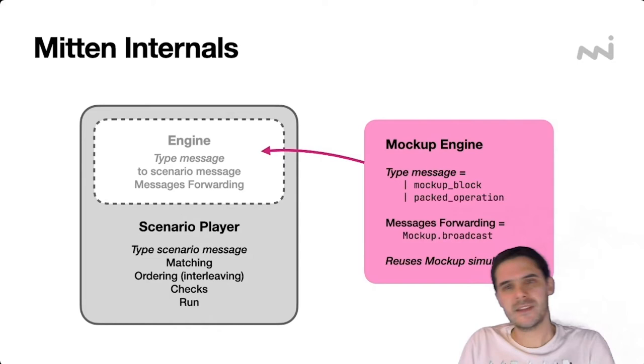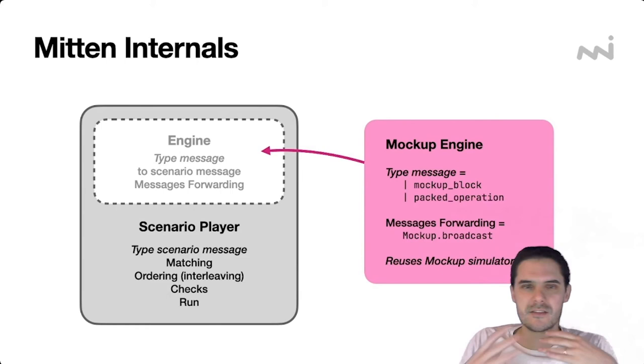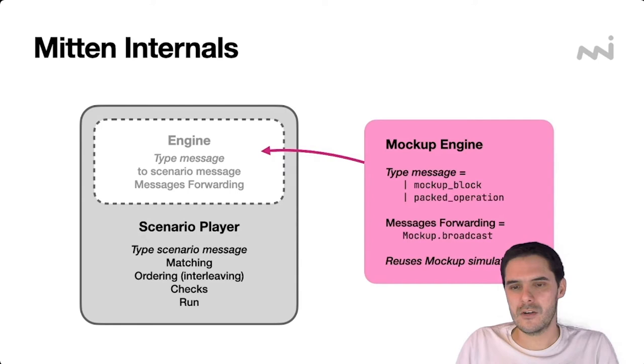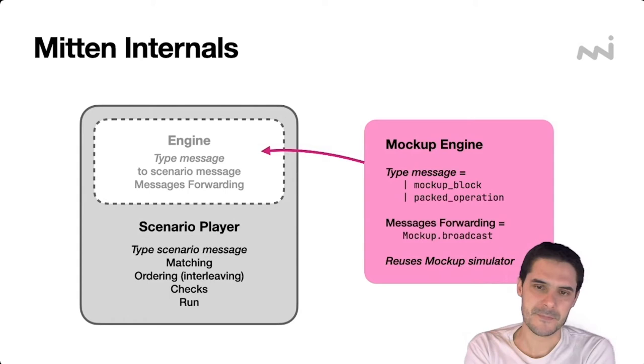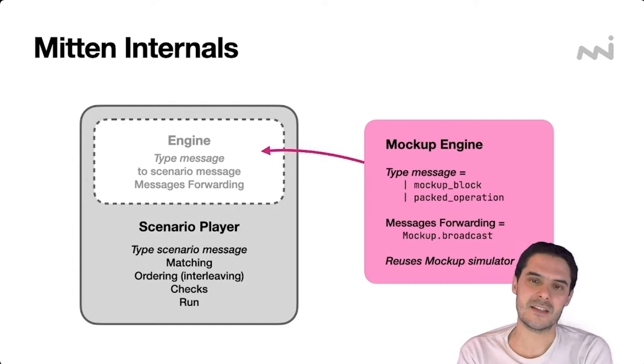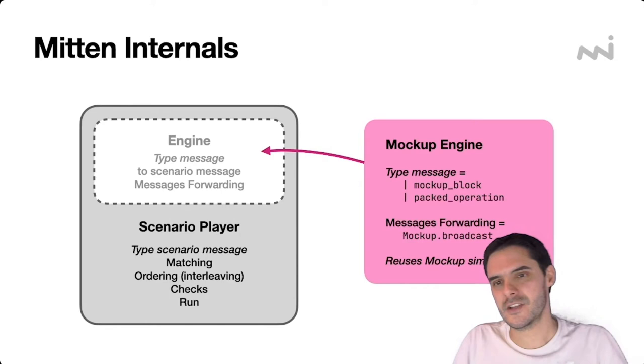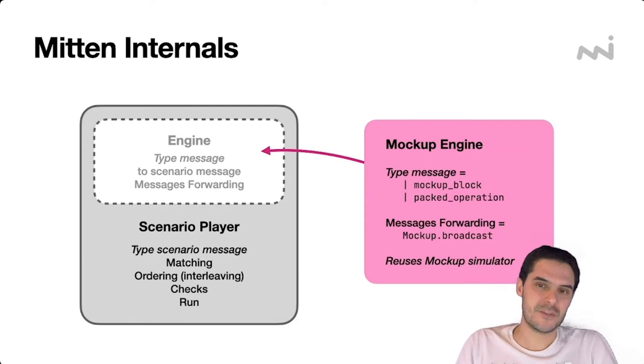The mockup engine, on the other hand, is used if we don't want to spawn a whole network, but we want to test a smaller scenario where we're not running the full node or the full baker. We are actually simulating the way they work inside a single process. And so this reuses part of the mockup simulator and the mockup client of Tezos. And in this case, the type of message is either a mockup block, so it's a block with the operations all bundled in the same place, or it can also be a packed operation which will contain the consensus message. The forwarding is a special primitive of this mockup, which is called broadcast. So we have a way to broadcast messages from a baker to another one directly.